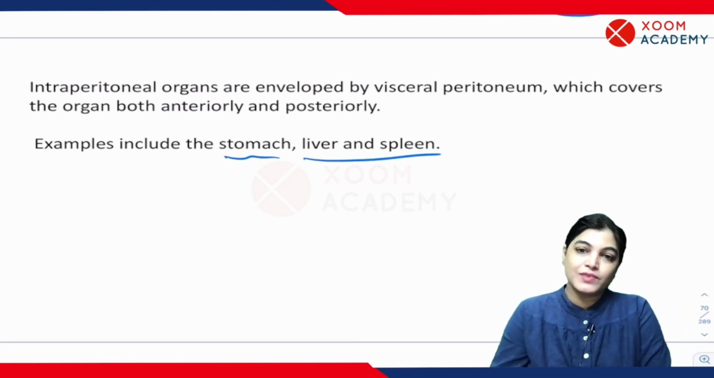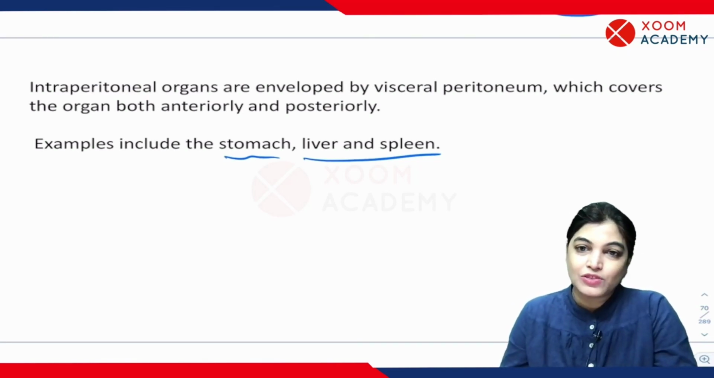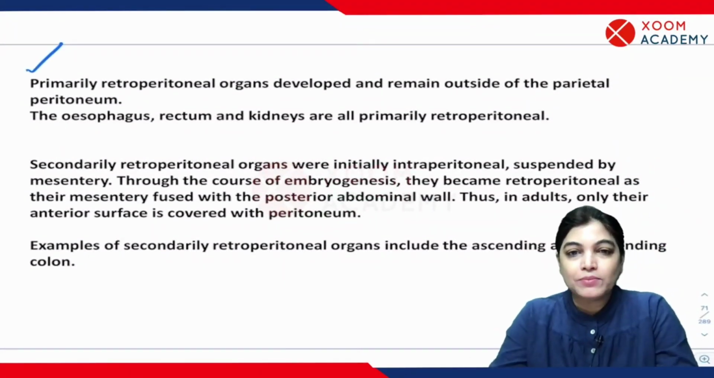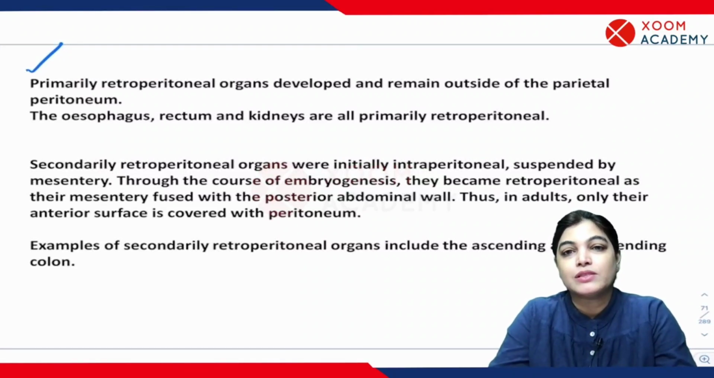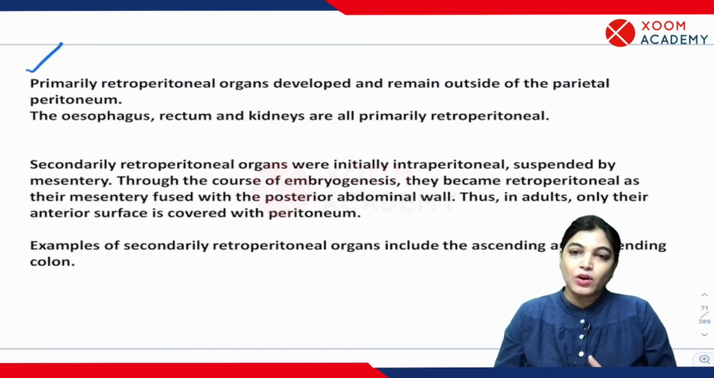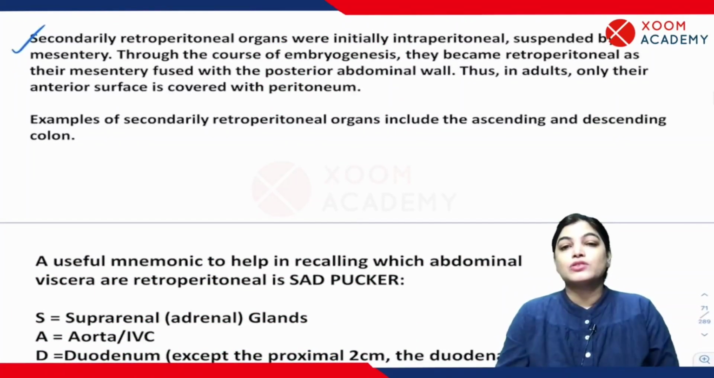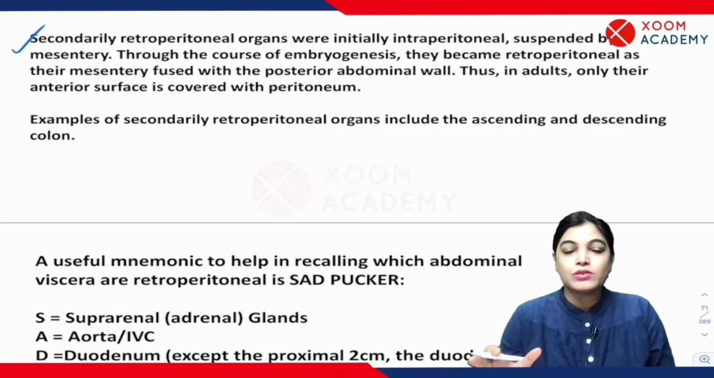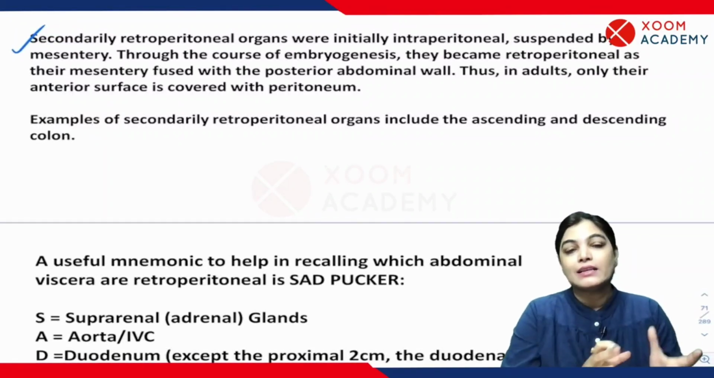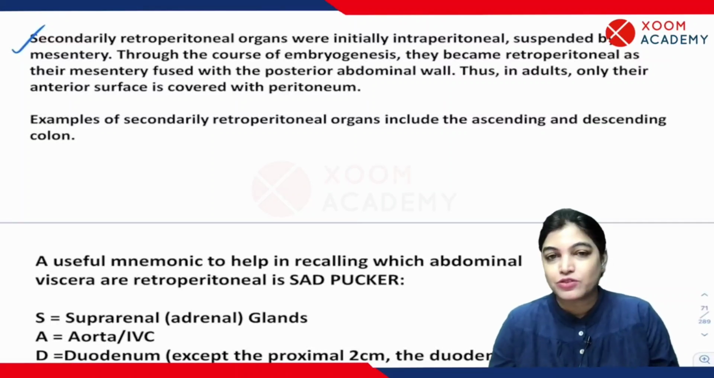Let's talk about the structures which are retroperitoneal, and it is very important for MCQs that you should know all the retroperitoneal structures in our body. As I have told you, the same thing has been written here: primarily retroperitoneal structures mean those lying outside the parietal peritoneum. The primary retroperitoneal structures are the kidney, ureters and suprarenal structures. Secondary retroperitoneal structures are those where, by the process of zygosis, the mesentery is absorbed, and then in the adult only the anterior surface is covered by the peritoneum. Such organs are called secondary retroperitoneal organs.